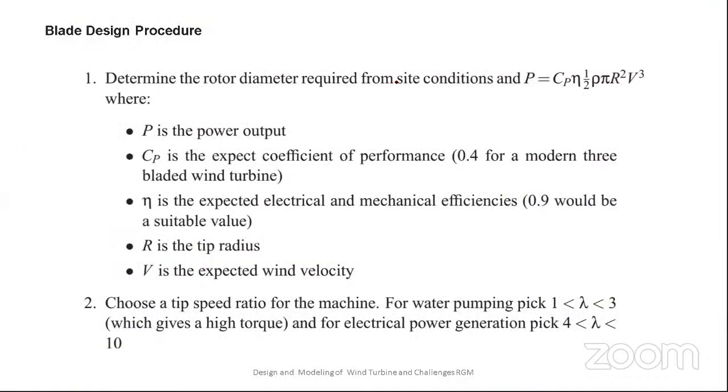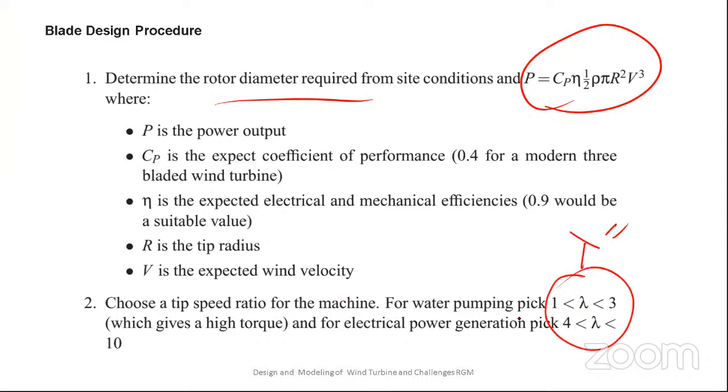And determine the rotor diameter. I have explained to you, power is equal to half rho A V cube. And choose the tip speed ratio. What is the tip speed ratio? That is the choosing, that is the tip speed ratio.